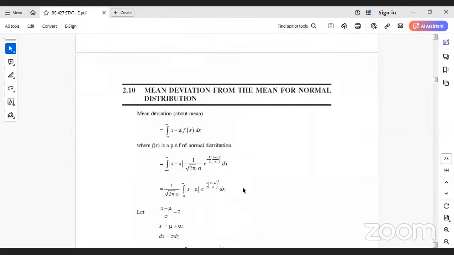Then mean deviation from the mean of the normal distribution. So mean deviation about mean is integration from minus infinity to infinity of modulus of x minus mu times f of x dx, where f of x is the probability density function of the normal distribution. Integration from minus infinity to infinity modulus of x minus mu, 1 by root pi into sigma, e power minus 1 by x minus mu by sigma whole square, into dx. There is a common constant, 1 by root pi into sigma, into integration from minus infinity to infinity of x minus mu, e power minus 1 by x minus mu by sigma whole square, dx. Already I told you, x minus mu by sigma is z, x is equal to mu plus sigma z, dx is equal to sigma dz. Already I told you, in every problem this is a common fundamental step here.